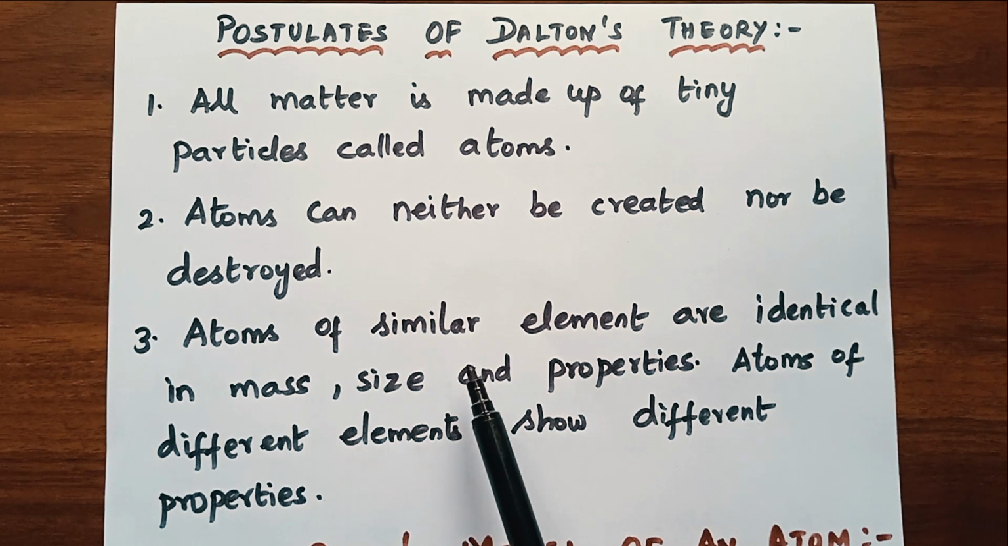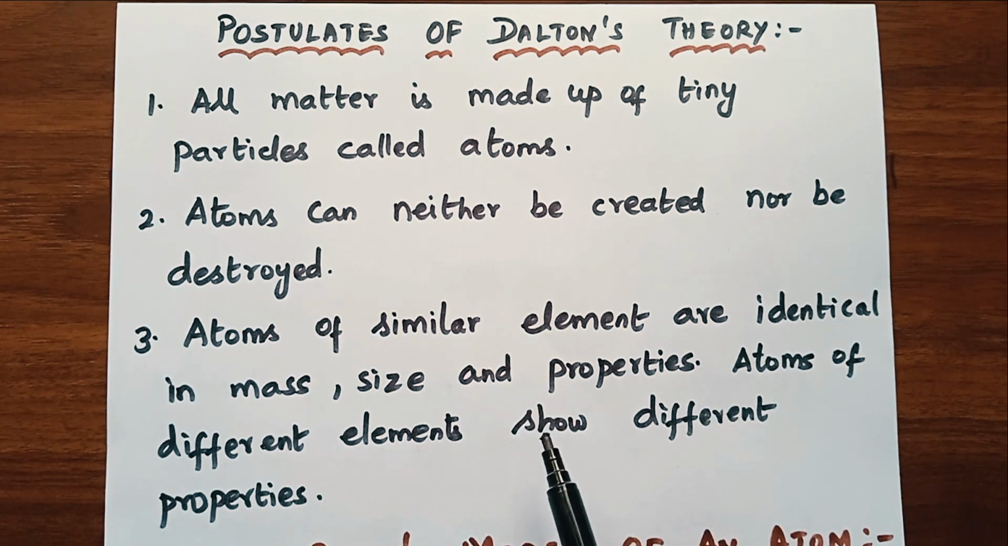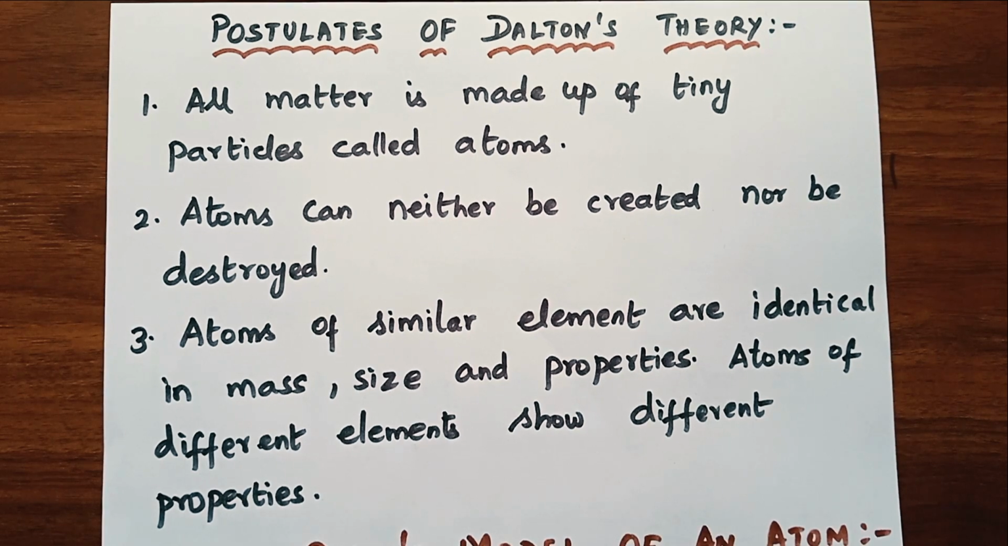For example, atoms of similar elements, in the sense that if both elements are hydrogen and hydrogen, they both have similar properties. If there are different atoms, then they will have different properties. Okay. Next we go for the Bohr model of an atom.